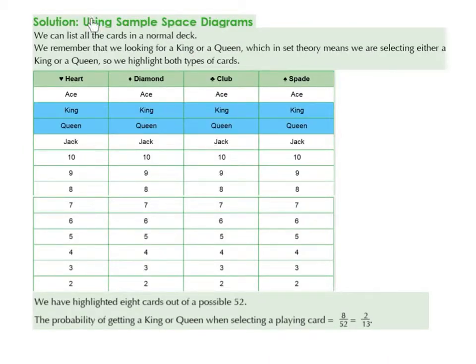Another way we can work out this question is using a sample space diagram. We can list all the cards in a normal deck. We remember that we're looking for a king or a queen, which in set theory means we're selecting either a king or a queen, so we highlight both types of cards. So here we have the hearts, the diamonds, the clubs, the spades, so we highlight the 4 kings and the 4 queens. We have highlighted 8 cards out of a possible 52. So the probability of getting a king or a queen when selecting a playing card is 8 over 52, which is 2 over 13.